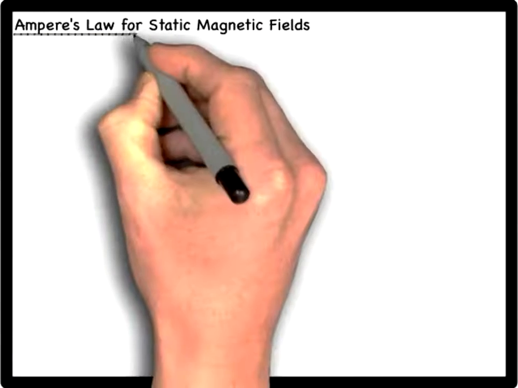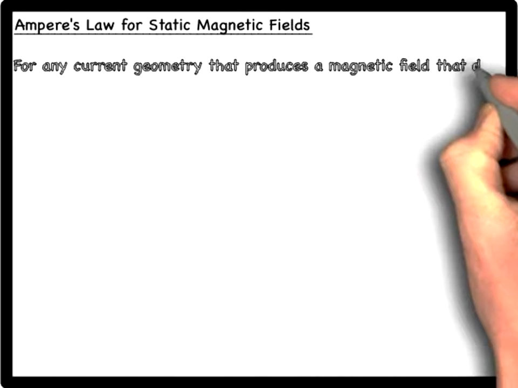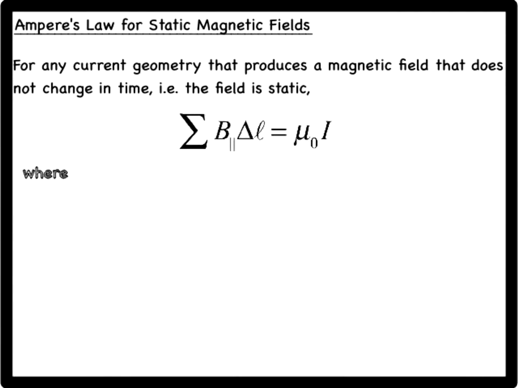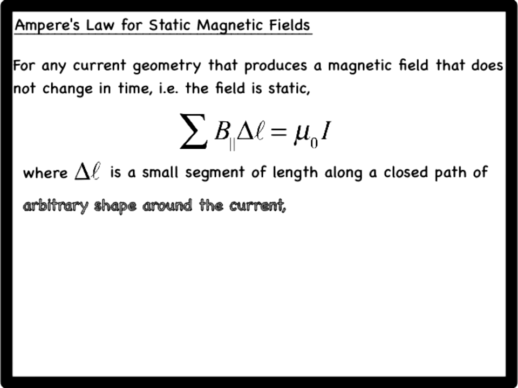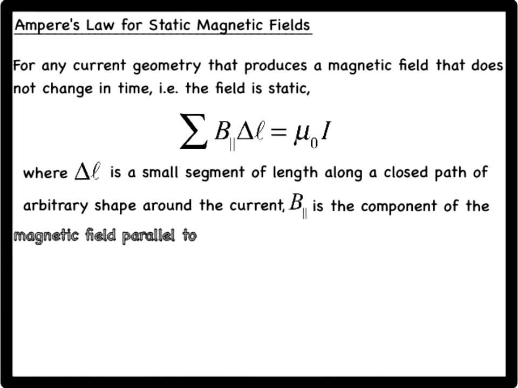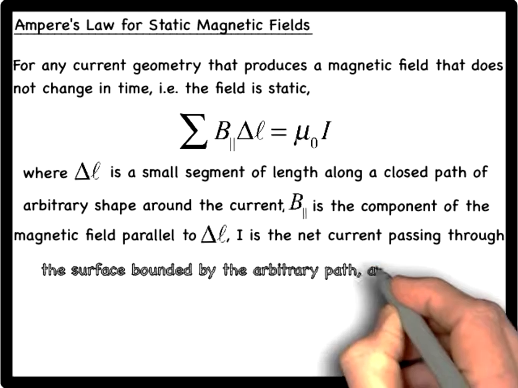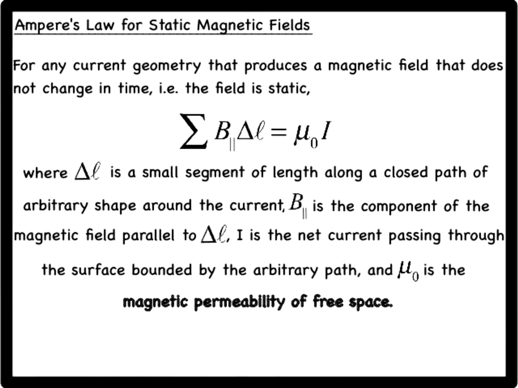For any current geometry that produces a magnetic field that does not change in time, i.e. the field is static, then the sum of the product of B parallel times delta L is equal to mu naught times I, where delta L is a small segment of length along a closed path of arbitrary shape around the current, B parallel is the component of the magnetic field parallel to delta L, I is the net current passing through the surface bounded by the arbitrary path, and mu naught is the magnetic permeability of free space. The symbol sigma indicates that the product of B parallel times each delta L must be summed up around the entire closed path.